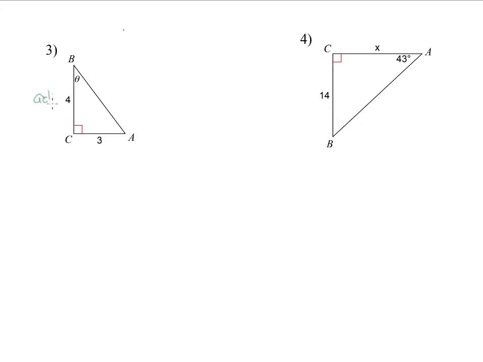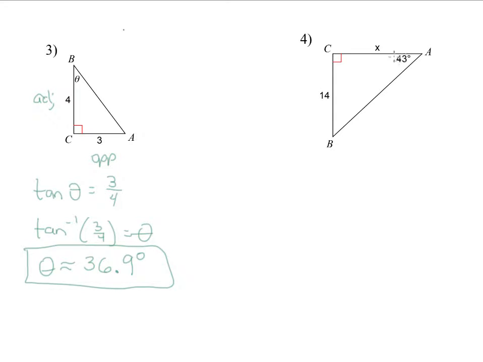Question number 3, again, we know the opposite and the adjacent side. Tangent of theta is equal to 3/4, so arctangent of 3/4 is equal to theta. Theta is approximately 36.9 degrees.